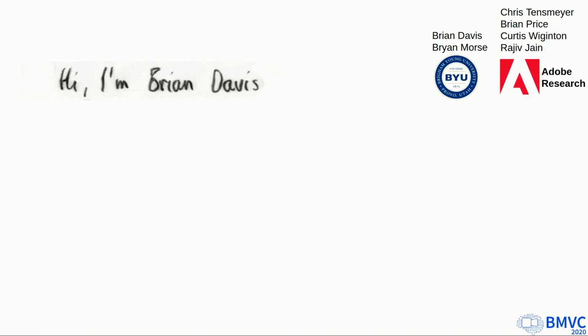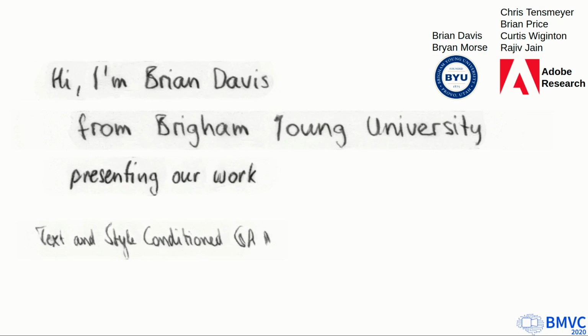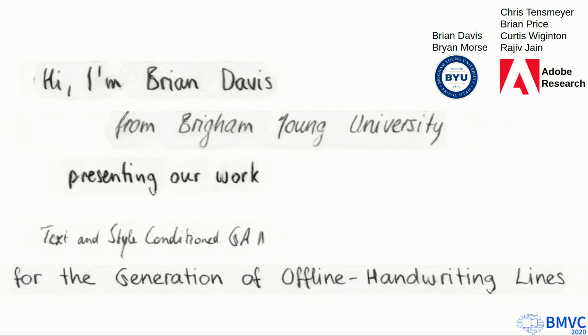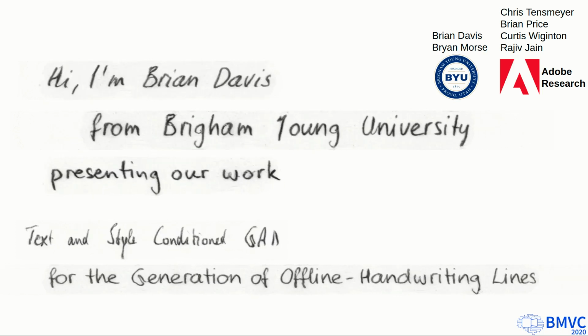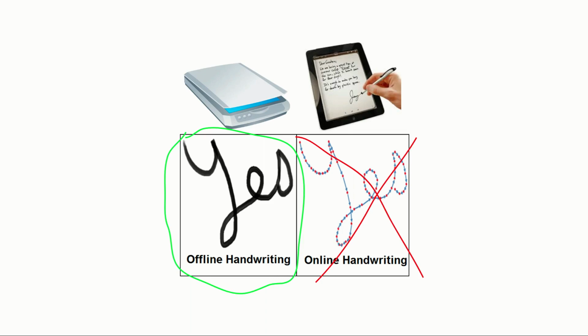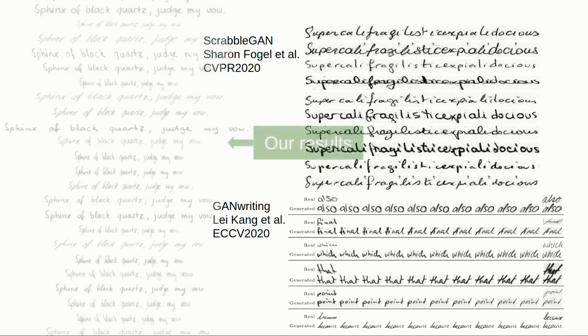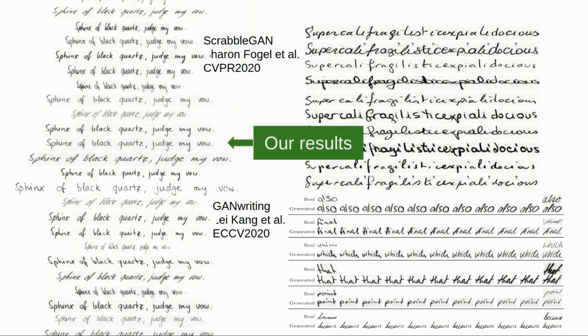Hi, I'm Brian Davis from Brigham Young University, presenting our work, Text and Style Conditioned GAN, for the generation of offline handwriting lines. We can generate lines of handwriting conditioned on arbitrary text and a latent style vector, training on offline handwriting information. While there has been recent work in this area, our method is unique as it generates entire lines of handwriting while accounting for the variability in horizontal spacing that occurs among writers.